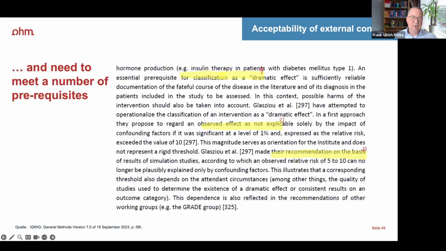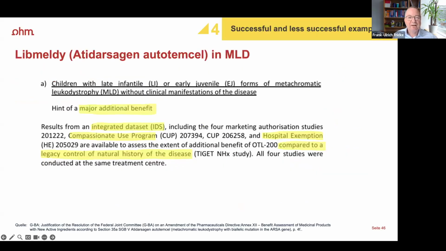And perhaps most important is that all this can be found in the general methods of the IQWiG that would be applied within the assessment and would be the basis for discussing the additional benefit within the GBA. Now, based on that, let me come up with examples.